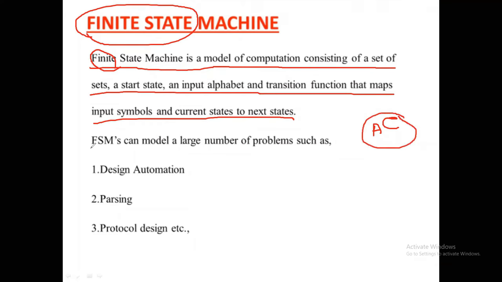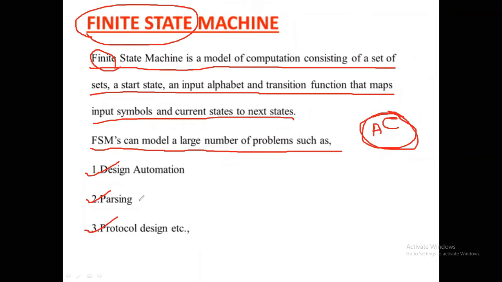So a finite state machine can model a large number of problems such as design automation, parsing and protocol designs, etc. Design automation means in automobiles, or in previous classes we discussed automation testing. These can all be designed with the help of this finite state machine. For example, if it accepts the input only AC, then you define a model that can accept only AC.